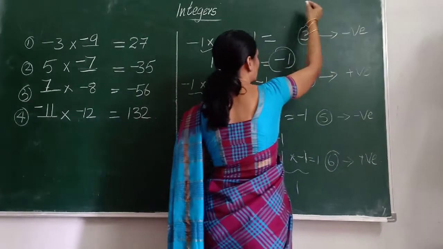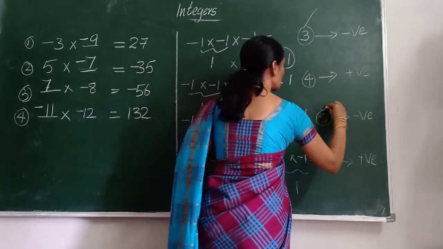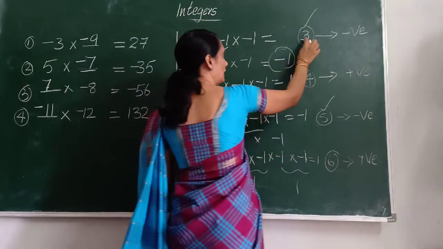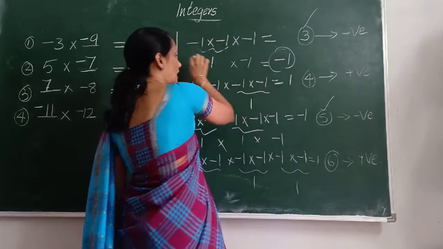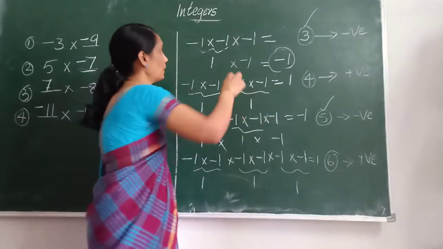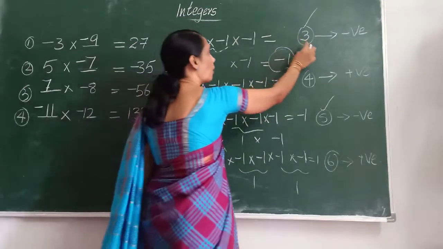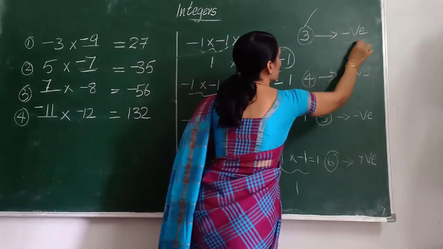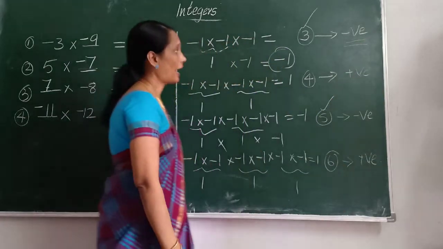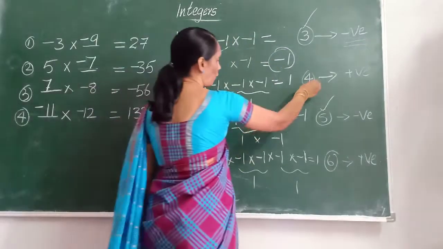So you see, observe this one. This is an odd number. This is also an odd number. When the number of negative integers which are multiplying is odd, our answer will be negative.